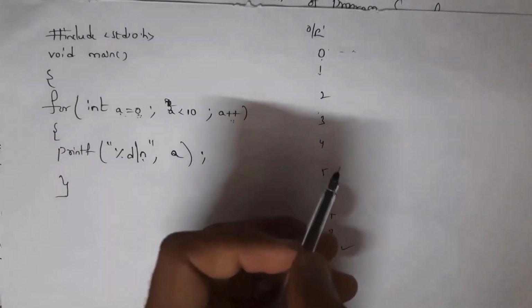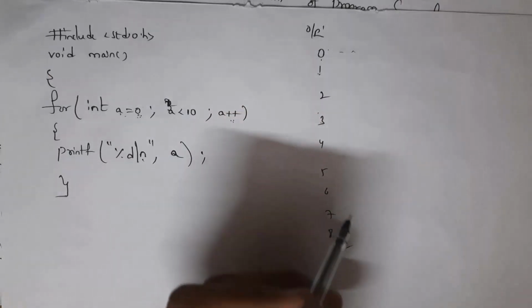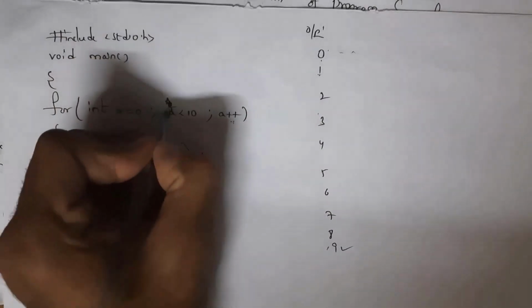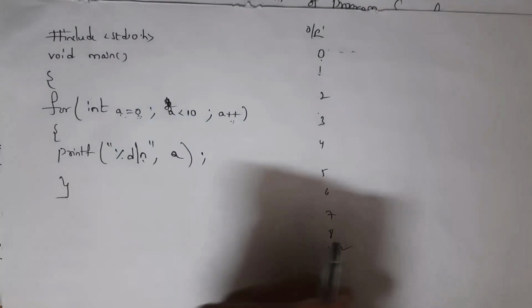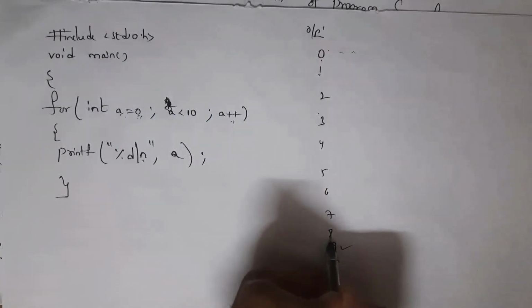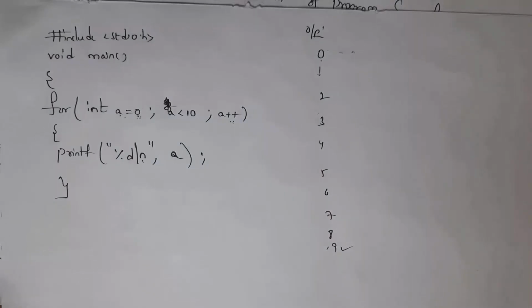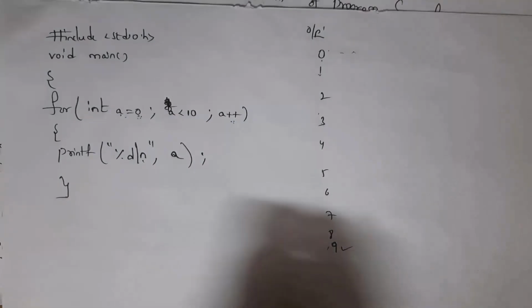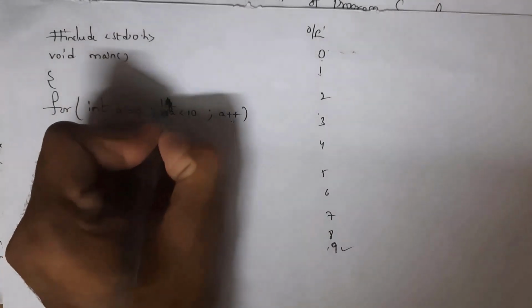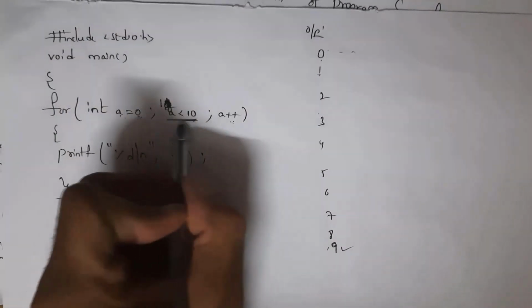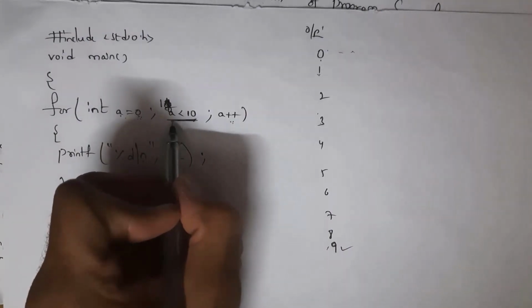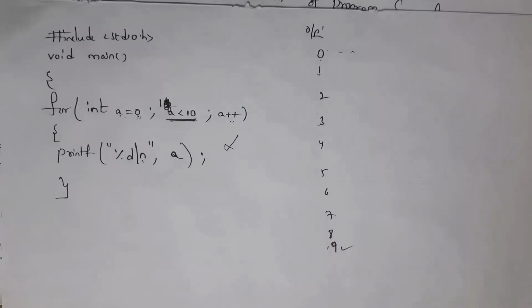So it will print 3 and again it will print 4, 5, 6, 7, 8. 8 is less than 10. So it will print 8 and again it will increment the value, that is 9. 9 is less than 10. So it will print 9 and at last it will increment the value to 10. 10 is not less than 10. 10 is equal to 10. So this condition is not satisfied. So it will break the loop. This is a C program in order to print numbers from 0 to 9.